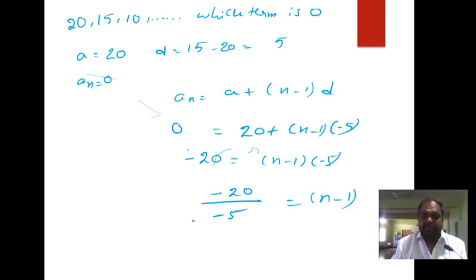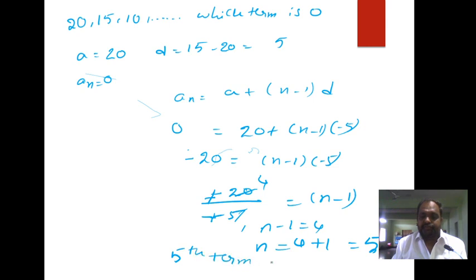Any doubt? Next, minus cancel. So 5 ones, 5 fours. That means n minus 1 is equal to 4 and n is equal to 4 plus 1, that is equal to 5. So clearly the fifth term of the AP is 0.